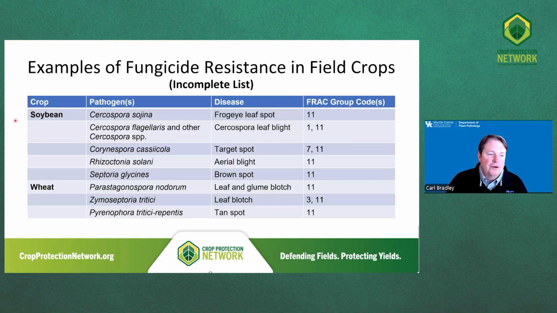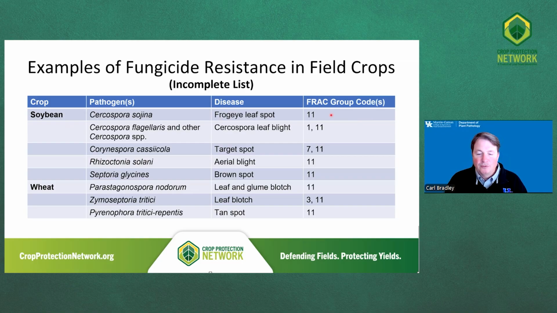Finally, I just want to show you that fungicide resistance is real. It is something that we are dealing with when we're trying to manage, especially foliar diseases of crops like soybean and wheat. I'm not going to go through all these, but these are just some examples, and this is probably not a complete list, of some different soybean and wheat pathogens and the diseases they cause, and then the FRAC group codes to which those pathogens have become resistant.